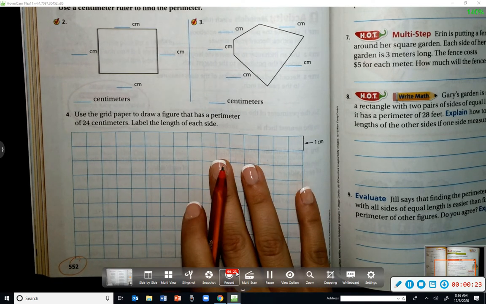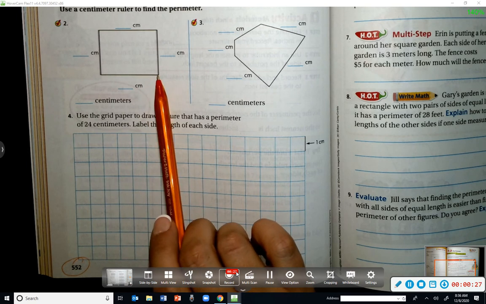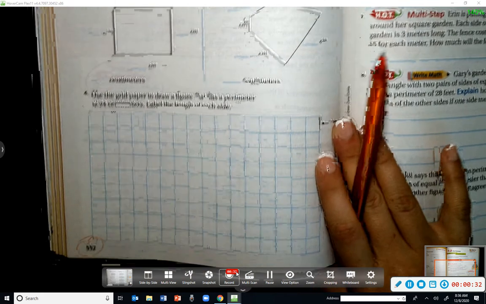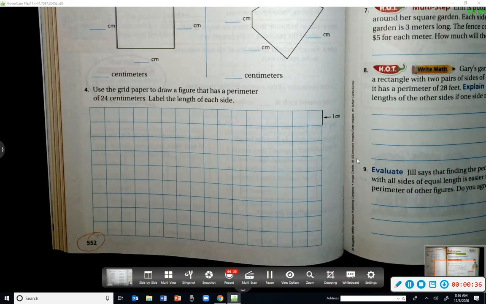If you want to practice using a ruler at home, you can go back and do 1, 2, and 3 on your own. But for now, we're going to start with number 4. Okay, but first, let's review what perimeter is.